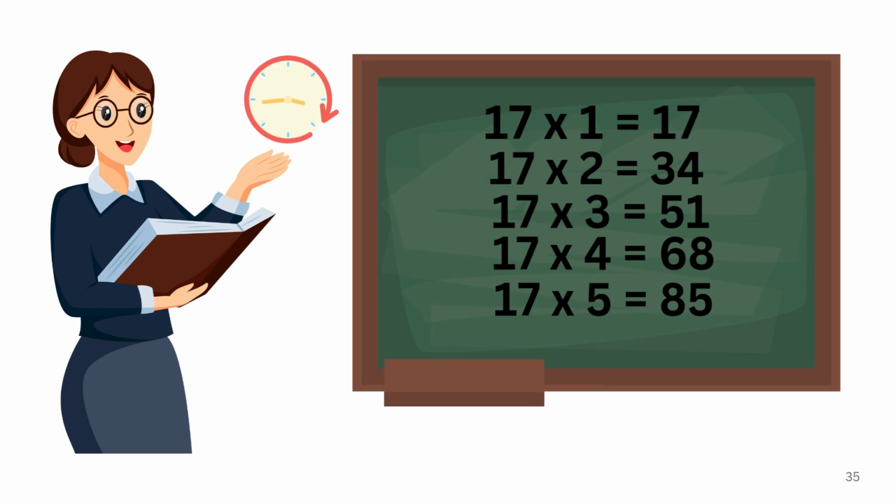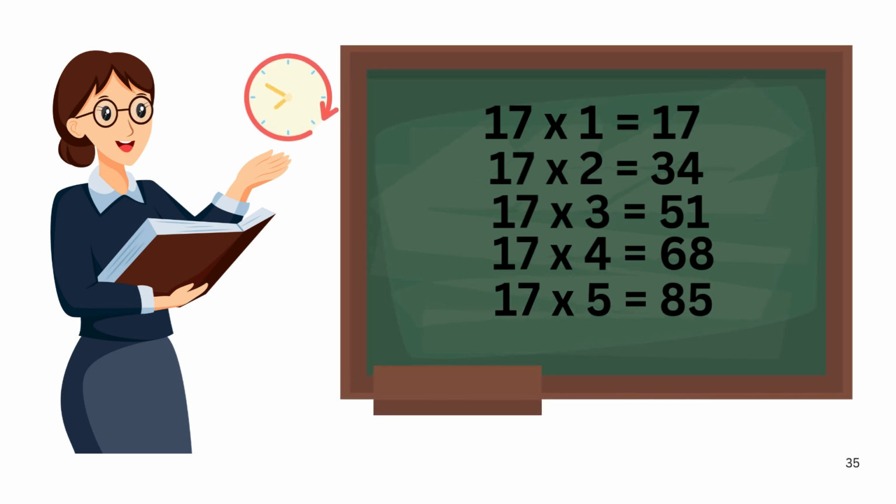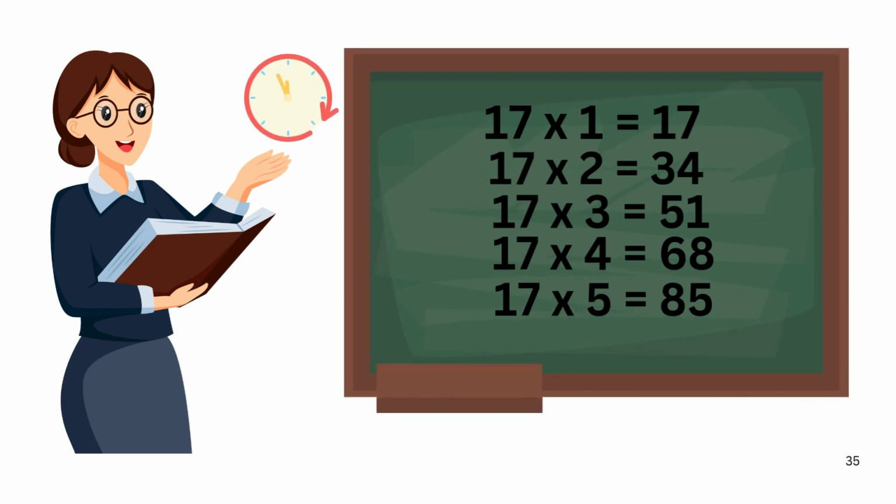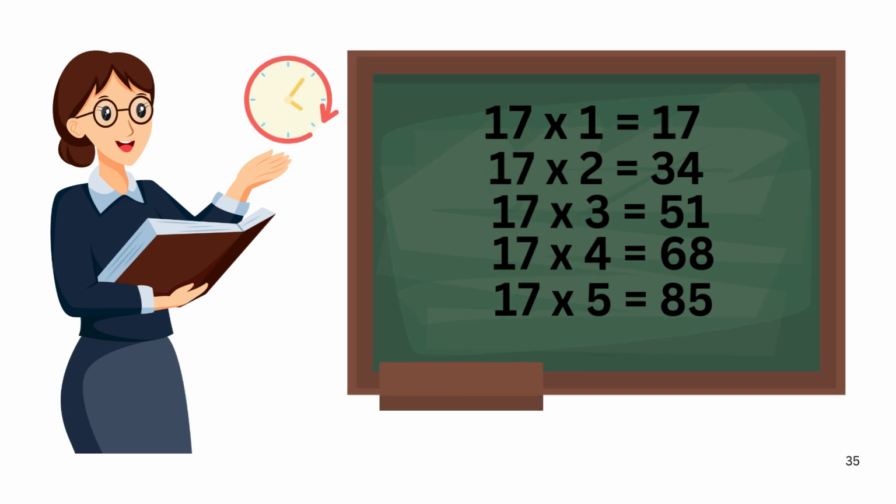Here, we are on the table of number 17. We have 17 multiplied by 1 is equal to 17. 17 multiplied by 2 is equal to 34. 17 multiplied by 3 is equal to 51. 17 multiplied by 4 is equal to 68. 17 multiplied by 5 is equal to 85.